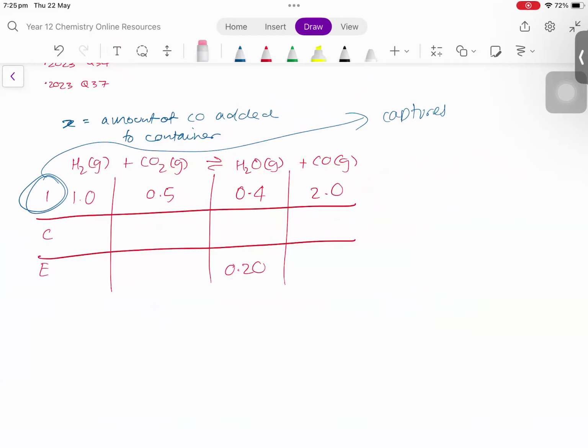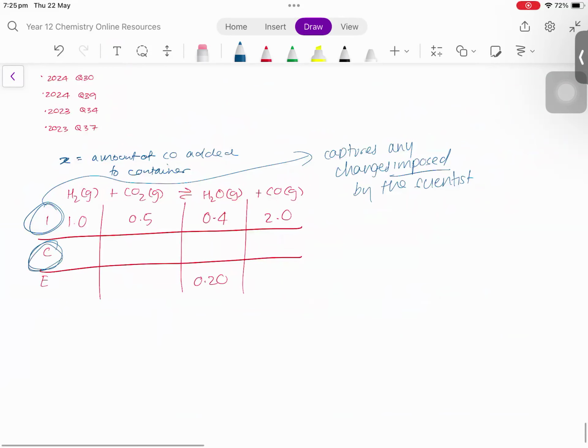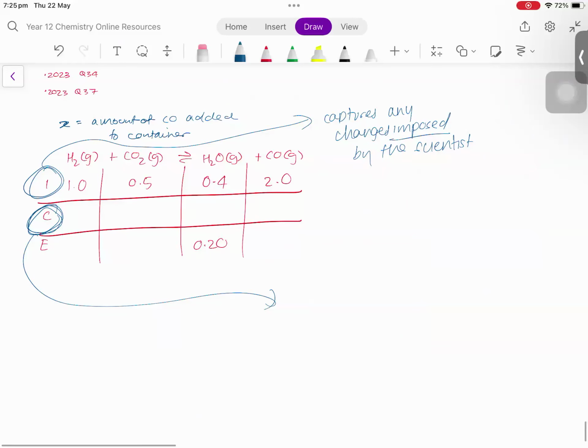And I'll illustrate it to you better with a graph. The initial is, yes, the initial that's already in the container, but the initial row in your ICE table also captures any changes imposed by the scientist. Now, I'm aware that C also stands for change. C captures any gradual changes the system does as it shifts.